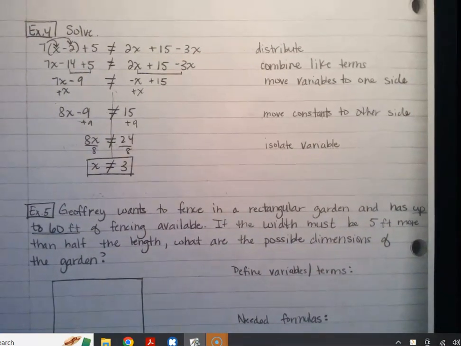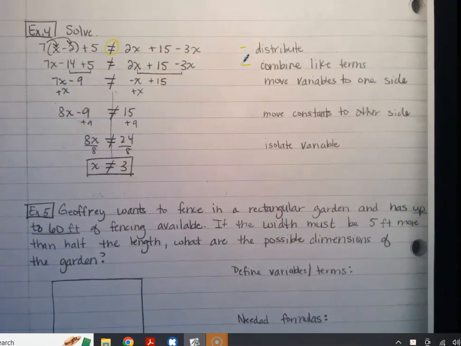Okay, so we actually just did a problem very similar to this. The only thing that's different here than the one we just did is we have a not equals to. And you're going to have some of these in your homework, so I want to make sure you get them. So we distributed, right? The 7 distributed, so we end up with 7x minus 14 plus 5 is not equal to 2x plus 15 minus 3x. So our first step was distribute.